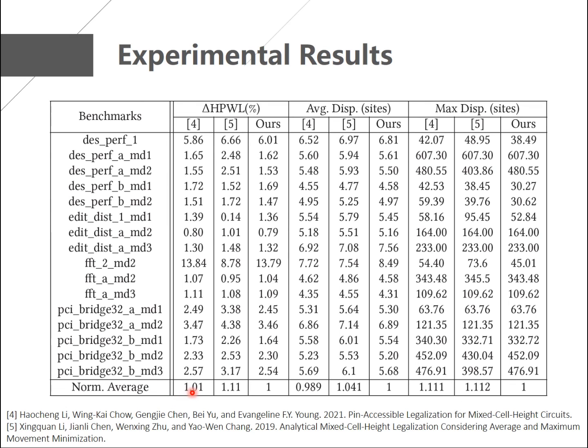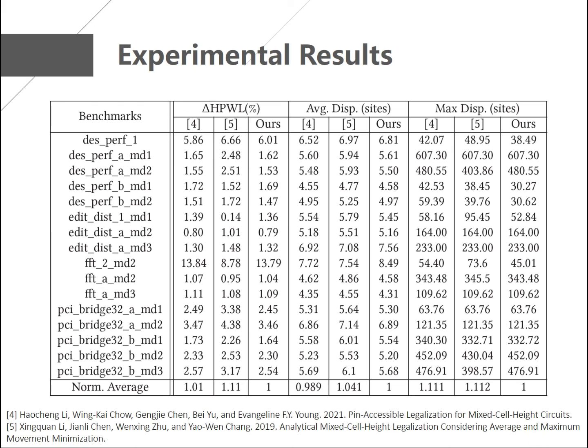Compared with Reference Paper 4, our algorithm achieves 1% smaller delta HPWL, 11.1% smaller maximum displacement, while having 1.1% larger average displacement. Compared with Reference Paper 5, our algorithm achieves 11% smaller delta HPWL, 11.2% smaller maximum displacement, and 4.1% smaller average displacement.